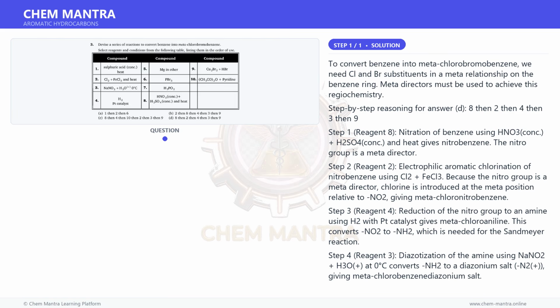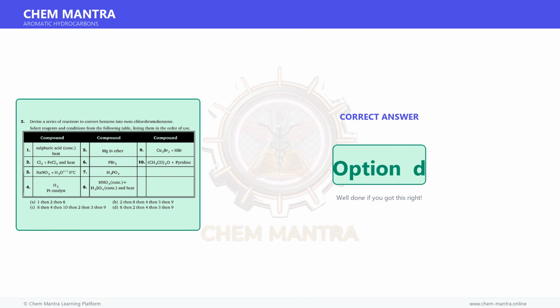The key concept is to introduce the meta-directing nitro group first, place Cl meta to it, reduce the nitro to amine, diazotize, then Sandmeyer to install Br where the diazonium was, which is meta to Cl. Therefore, the correct answer is D.